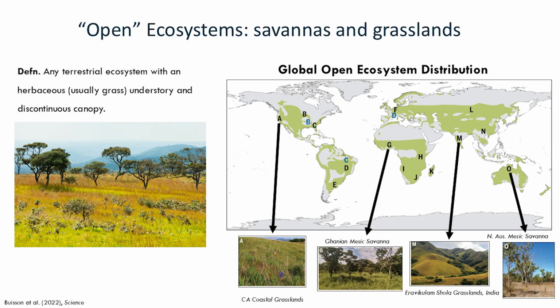photosynthetic pathway. Importantly, most of these open ecosystems are very young in the span of geologic time. We think they date largely to the Miocene epoch. That's a period of Earth's history that stretched from about 5 to 23 million years ago. And this was an epoch we think that experienced warmer climates and higher CO2.